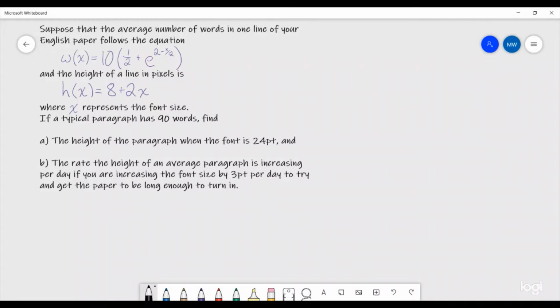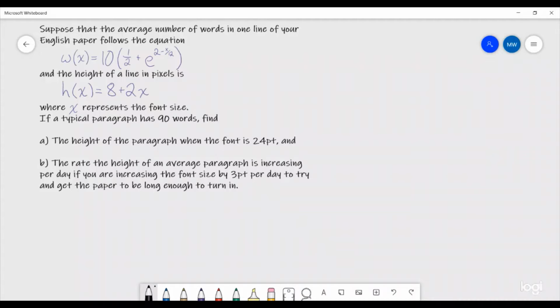Alright, let's do some word problems. So, let's suppose that you were writing an English paper and got really bored, because we all know that we much prefer doing math homework to writing English papers. And let's say that you decided to practice your math while delaying working on your English paper, and you decided to figure out how many words fit on an average line.